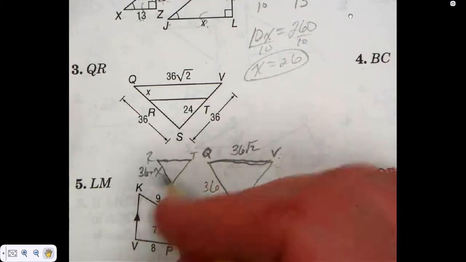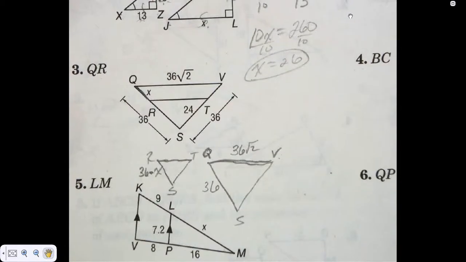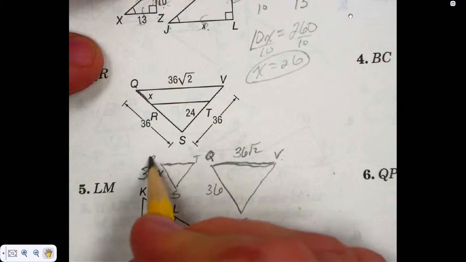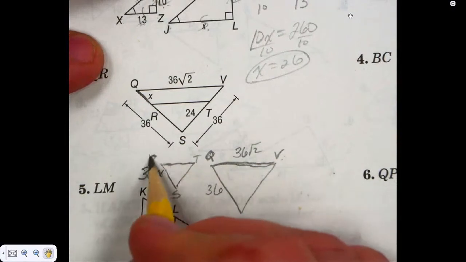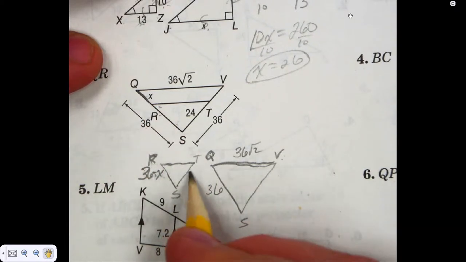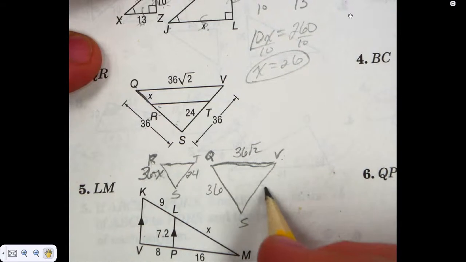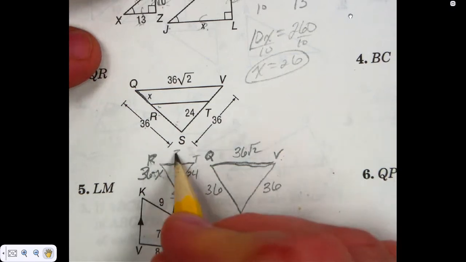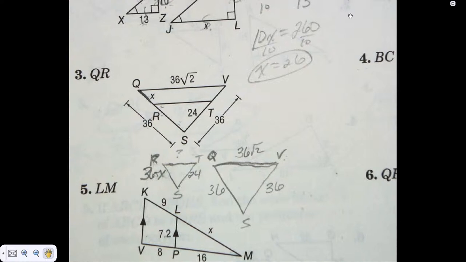36 minus X? Because they basically said this right here was X, correct? So this would be 36. This part right here would be 36 minus that. So 36 minus X. This right here is 24. This whole big one right here is 36. What's RT? We don't know, nor do we really need it. They want me to find what X is, right?